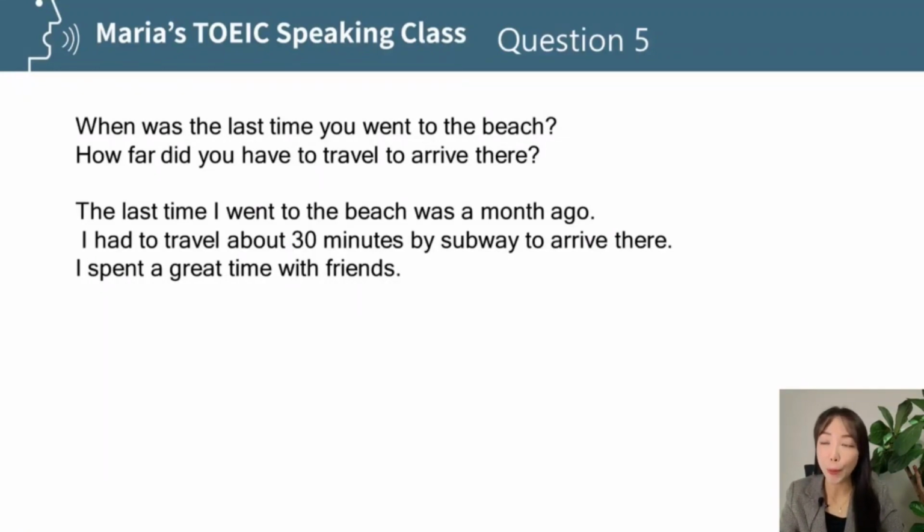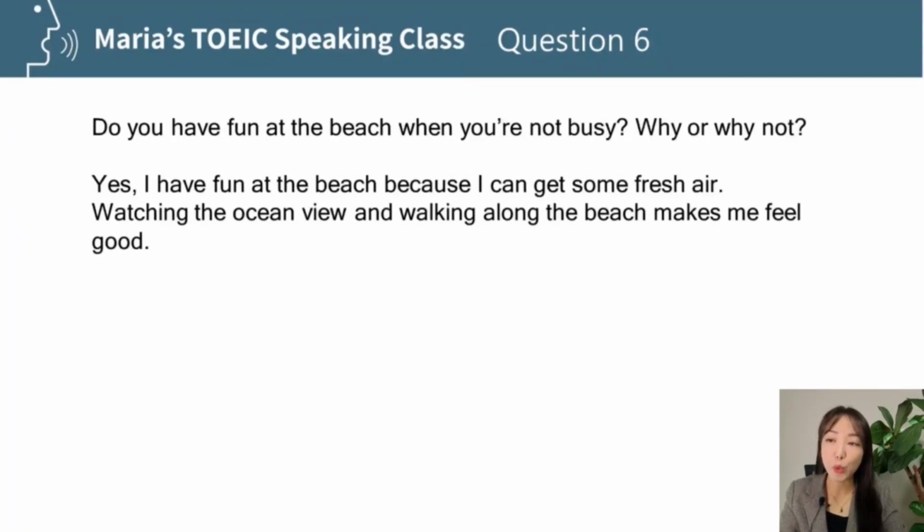친구들과 좋은 시간 보냈어요. 멀리 사시는 분들은 언제 갔다, 날짜 바꾸시고 열차로 이 정도 이동해야 한다 라고 넣으시면 되겠습니다. Do you have fun at the beach when you are not busy? Why or why not? 뭐 바쁘지 않을 때는 바닷가에서 좋은 시간 보내기도 합니까? Yes, I have a lot of fun at the beach because I can get some fresh air. 자, 야외로 나가면 이거죠? Get some fresh air.